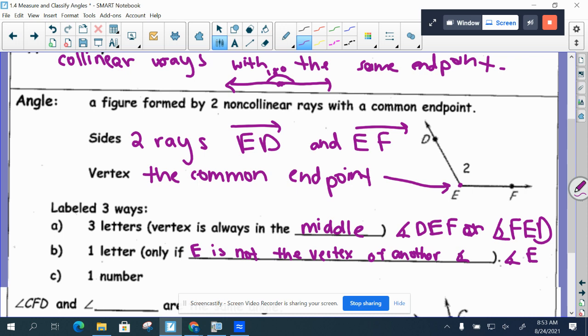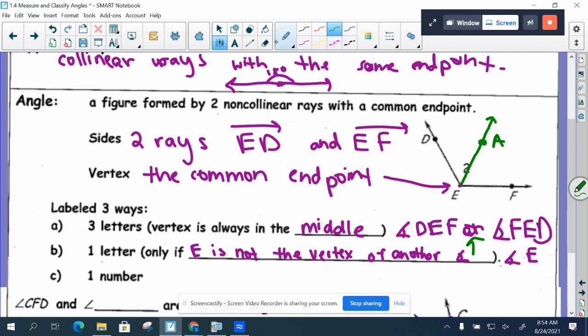Also, sometimes when I do notes, I shorthand angle. You don't have to do all this, but here's what I mean. If I had another ray going like this, and I labeled this A, and I wanted to name this angle, so I say angle E. Am I talking about the entire angle, this angle, or this angle? I don't know. So in that case, if E is the vertex of more than one angle, then you have to specify with the three letters.